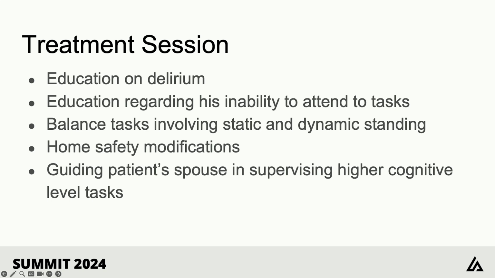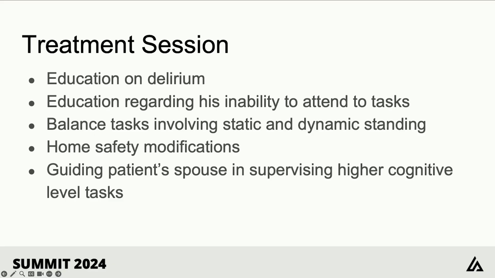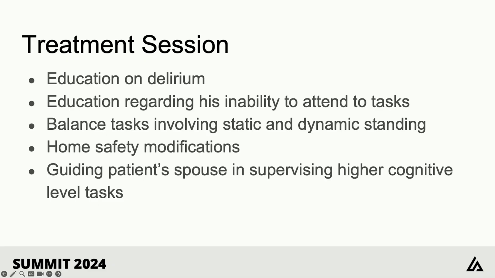I want to do balance tasks, both dynamic and static balance. There's plenty of activities that Jim needs to be able to do on a daily basis that require him to not be holding on to his walker. I want to talk about home safety modifications. So can they install a grab bar in his home, and can we also have him using a shower chair when he does go home? And then last, I want to guide his spouse in how she can supervise higher cognitive level tasks to keep Jim safe while not just doing the task for him.